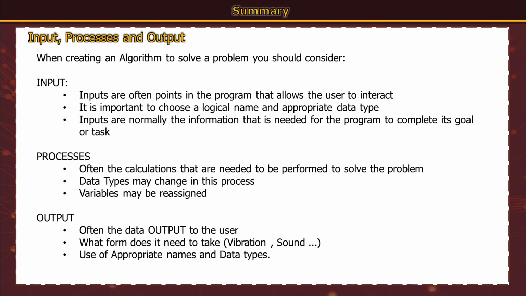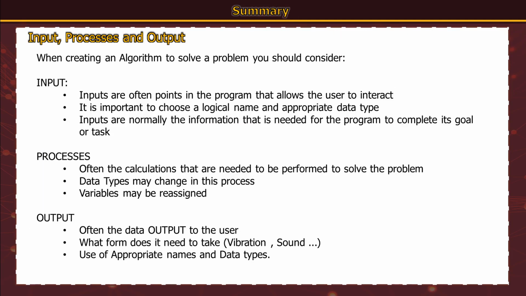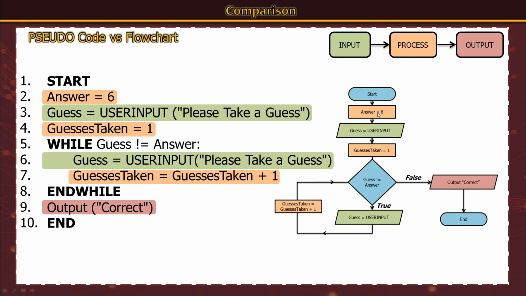It is important to choose a logical name or appropriate data type. So for example, if it's a guess, a great name for it is going to be guess. Okay? And then the data type depends on what data you're expecting it to have. So for example, on this example, the guess, I'm expecting a number. So therefore, I would set that to the data type of integer, because it's a whole number I'm expecting. Okay? Inputs are normally the information that is needed to allow the task or program to complete. That's very true. If we go back to this example here, that is in fact correct, because without that user input there, well, this program can't continue.